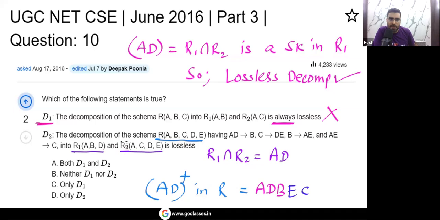The set of common attributes, R1 intersection R2, is actually a super key in both of them, but one is enough. If R1 intersection R2 is a super key in at least one of R1 or R2, then that is enough for lossless decomposition. So the statement D2 is true. The answer for this question will be option D. Only D2 is true. Let's move on now.